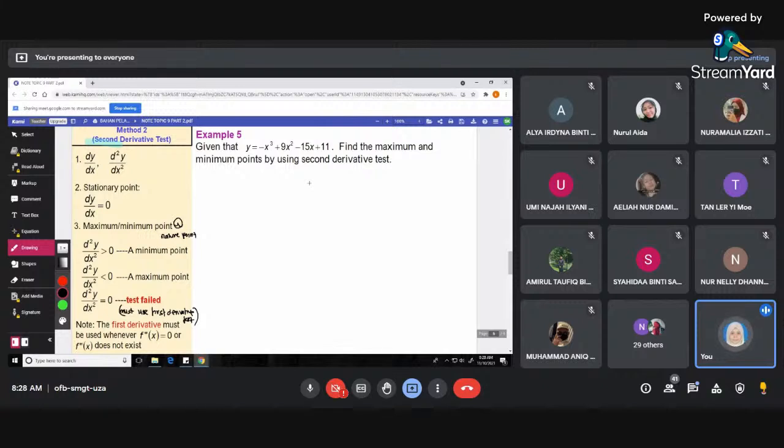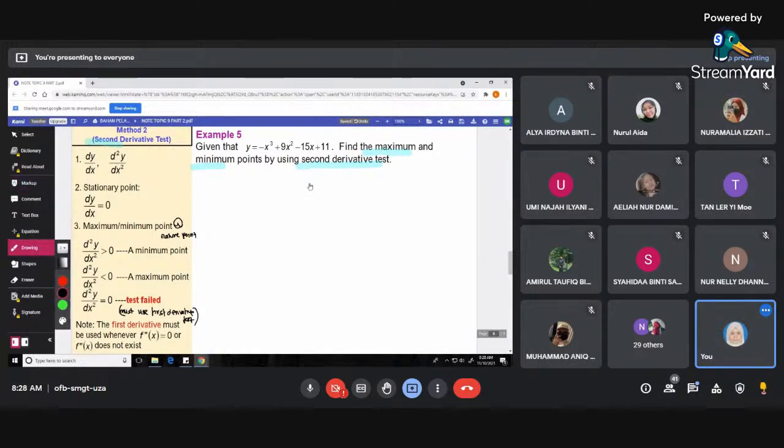So, let's look at example number 5. Given that y equal to negative x cubed plus 9x squared minus 50x plus 11, find the maximum and minimum point. Okay, so they only have one question. Find maximum and minimum using second derivative test. But to find maximum or minimum, awak kena cari stationary point. Walaupun soalan tak nyatakan, we need to find.